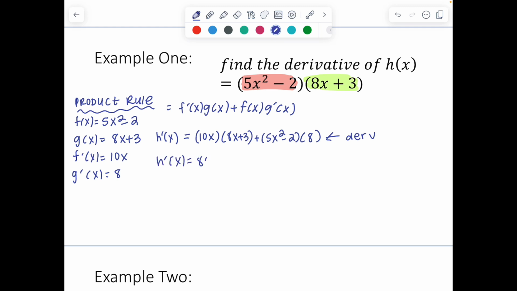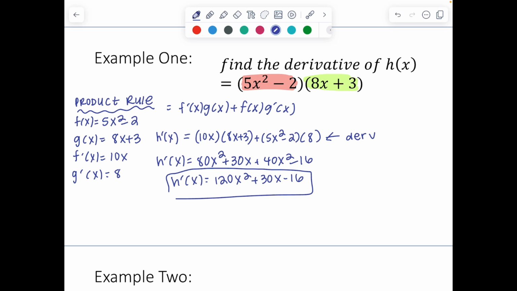I would get 80x squared plus 30x if I multiplied these two. And then here I would get plus 40x squared minus 16, and then I would just combine some like terms, and I would get 120x squared plus 30x minus 16. And so this is method 1 if you're choosing to use the product rule.